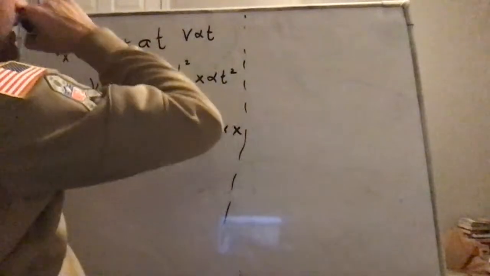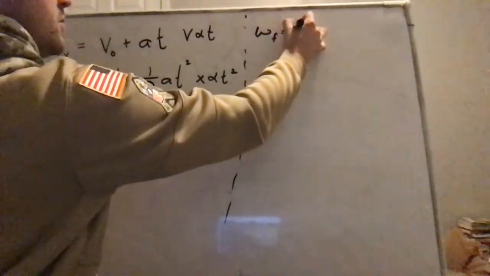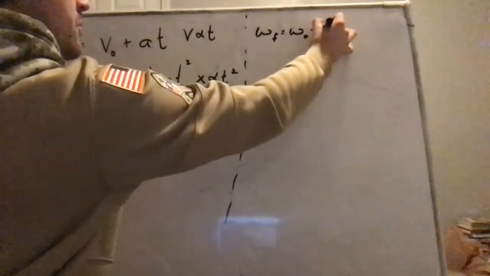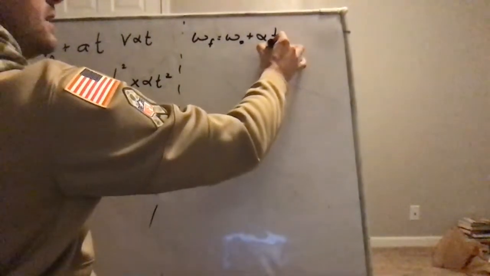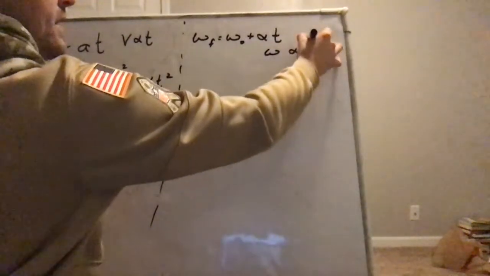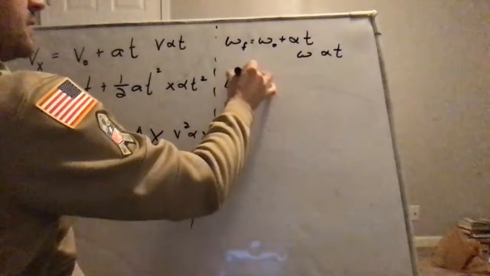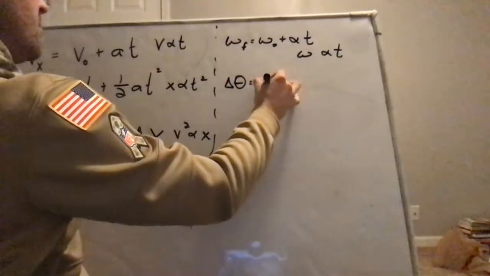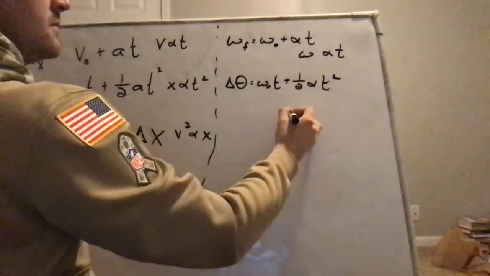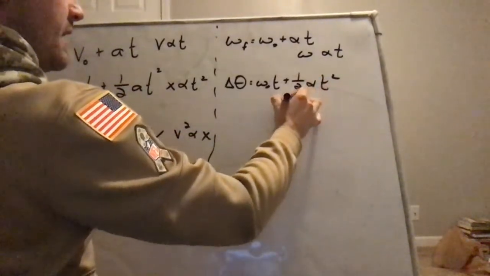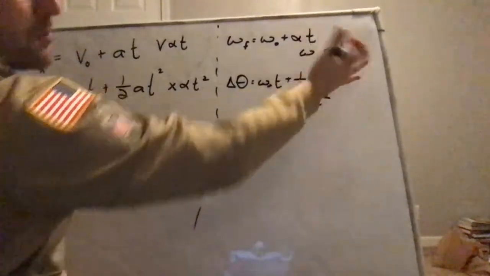So instead of this equation, we ended up with omega final equals omega initial plus alpha times time. This tells me that omega is related to time in a linear fashion. Over here, delta theta equals omega initial times t plus 1/2 alpha t squared. This means that theta is related to t squared. Now, these are proportionality statements.